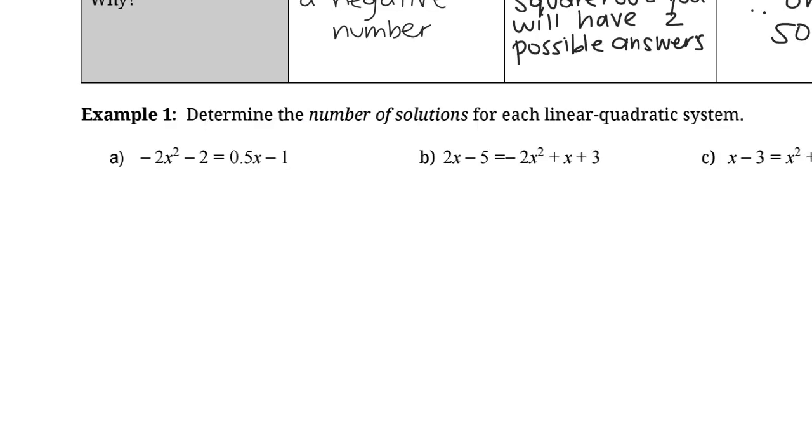So that might seem a little abstract to you, and that's okay. We're going to do 2 examples where you're going to get lots of practice with using the discriminant and making predictions about how many solutions your parabola or quadratic will have.